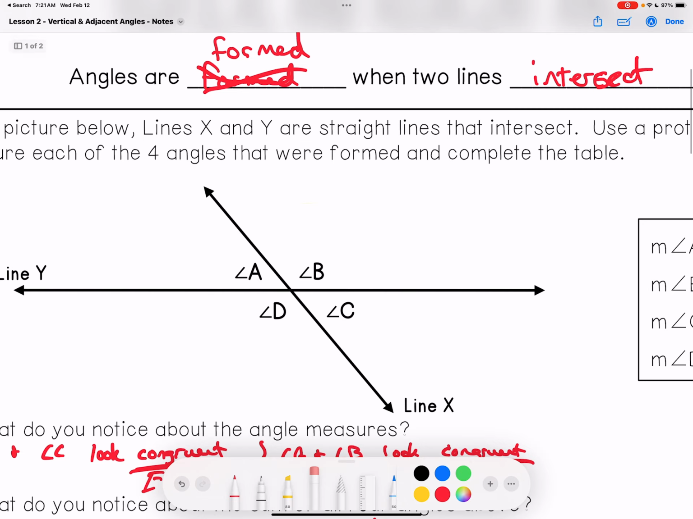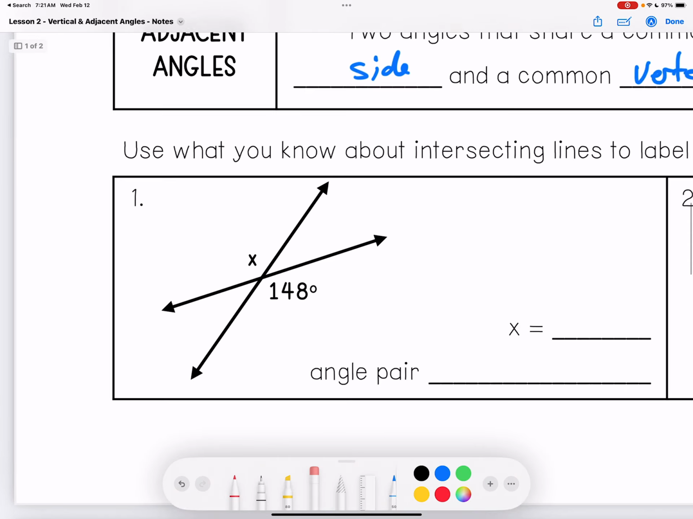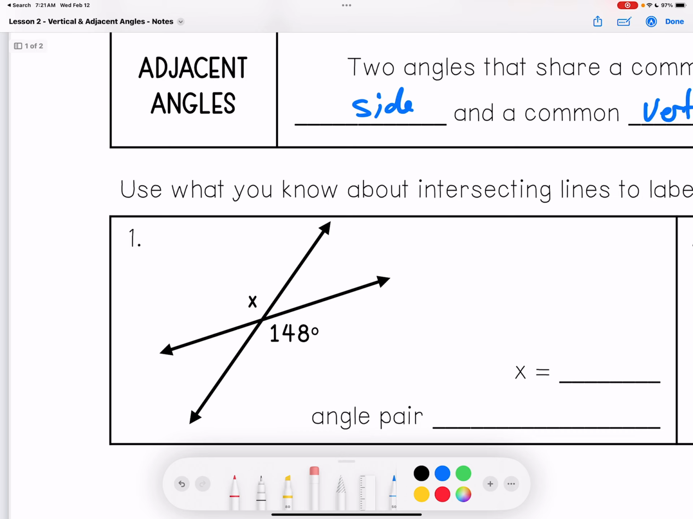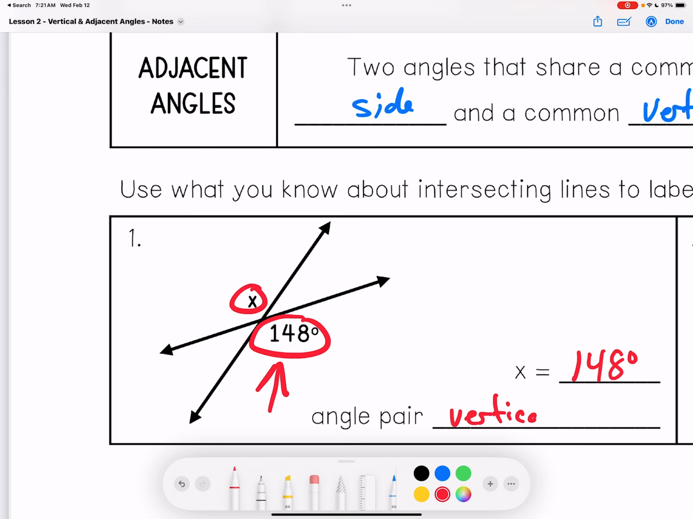All right. So let's go down here and practice. These are intersecting lines. These are opposite of each other. So if this one down here at the bottom is 148, guess what this other one's going to be? 148. And what is the angle pair? How do we know that it's 148? We know that it's a vertical angle.